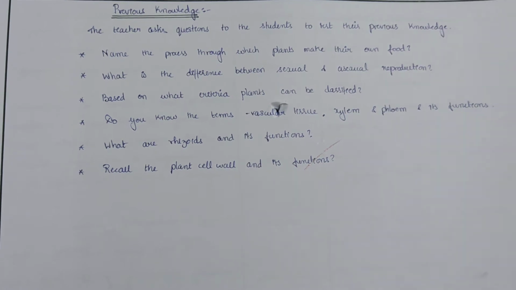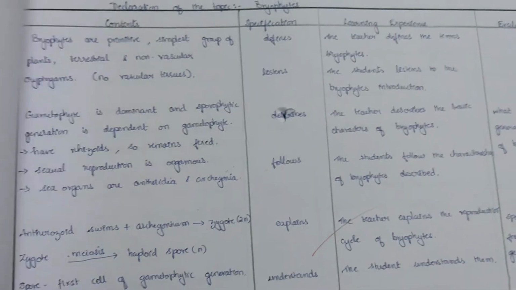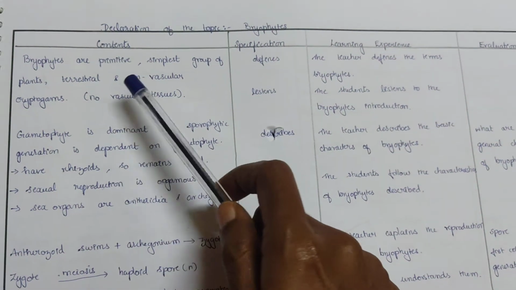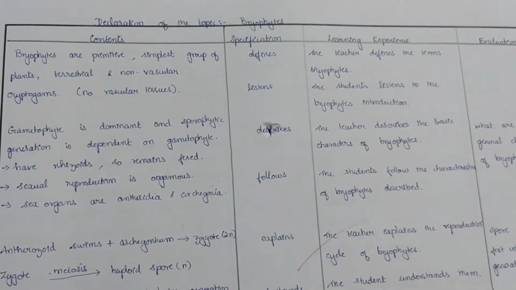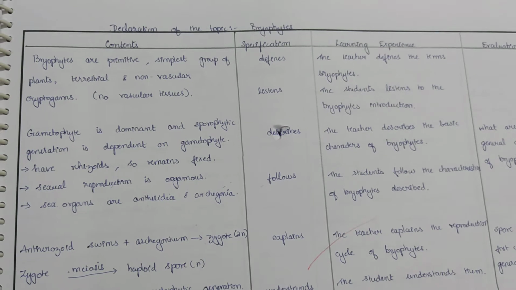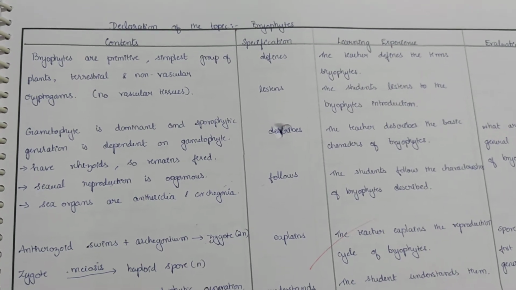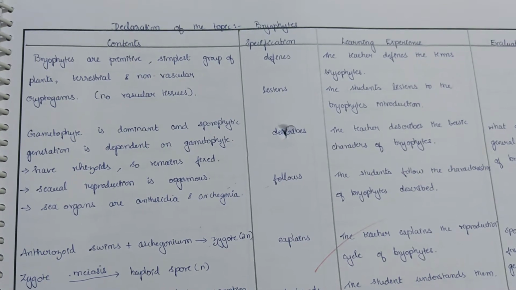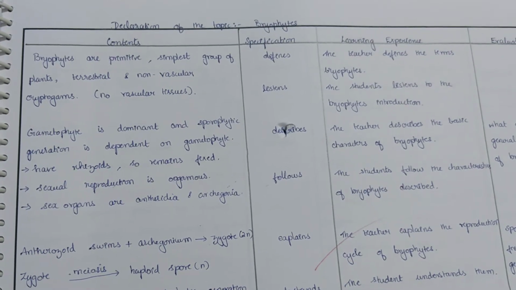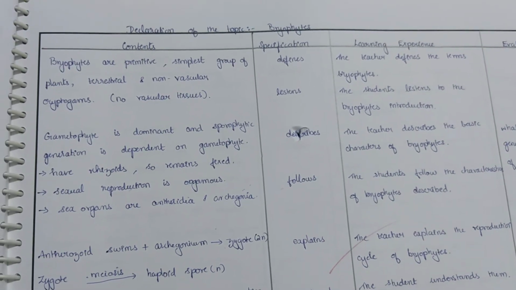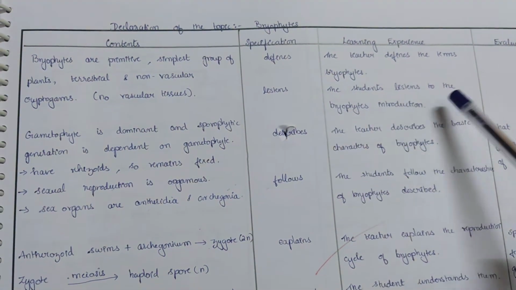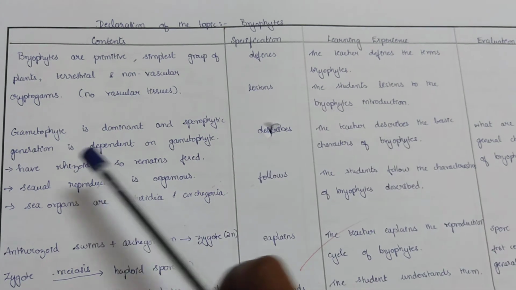Now we will move on to the main content. Declaration of the topic, Bryophytes. In content, bryophytes are primitive, simplest group of plants, terrestrial and non-vascular cryptogams, and they don't have any vascular tissues. Now here the teacher is defining. The teacher defines the term bryophytes and the student listens to the bryophyte introduction.